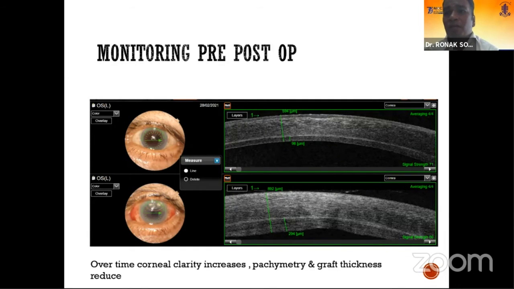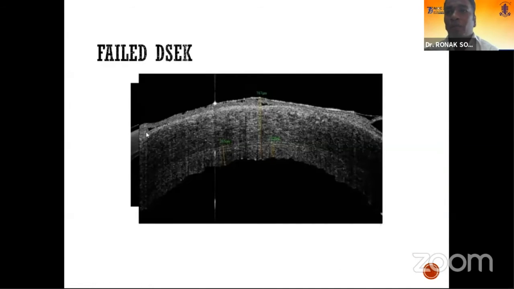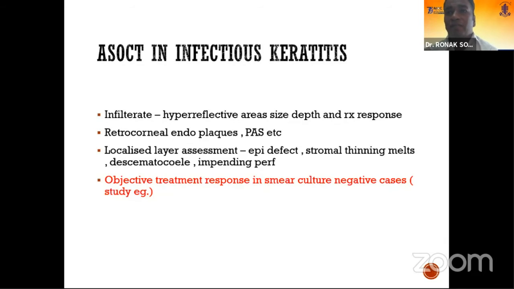Monitoring of the grafts pre and post-op. On day one, you see the graft is very thick because of the long-standing edema and the storage medium involved. Over time, it resolves and the graft clarity improves, and the pachymetry and graft thickness also reduce. Some cases they fail. In a failed graft, the reduction of pachymetry and the clarity of the graft will not be seen. So you can easily monitor and assess.